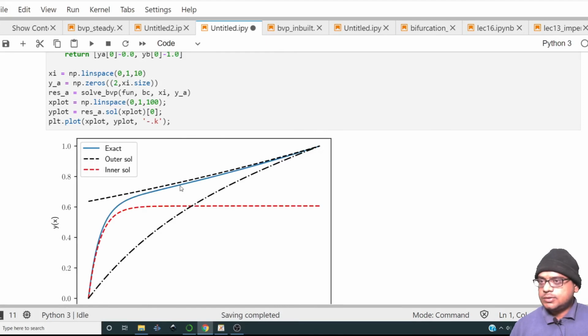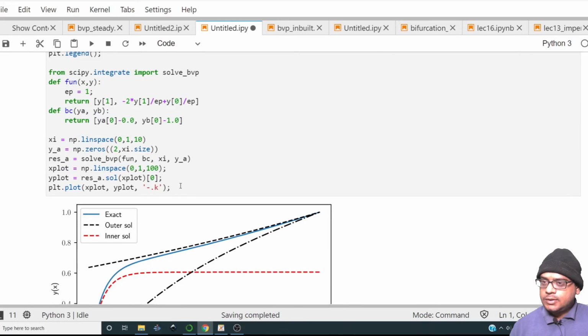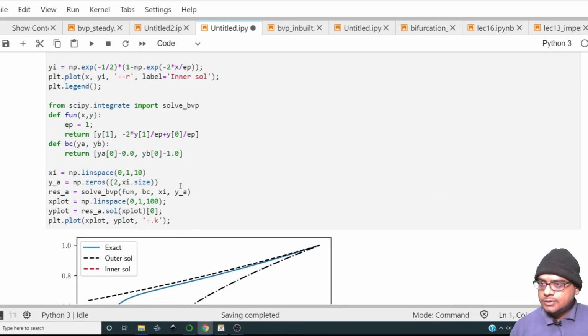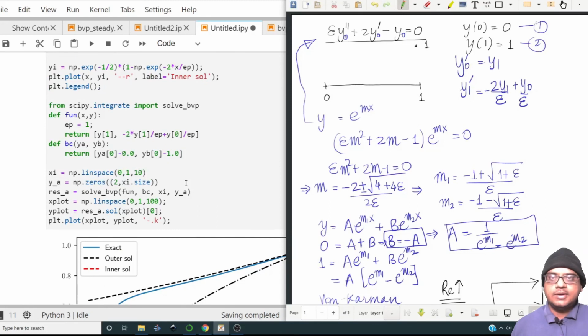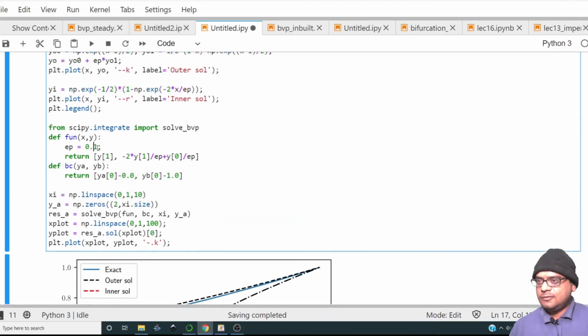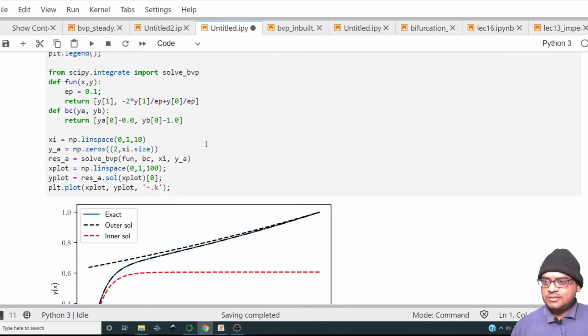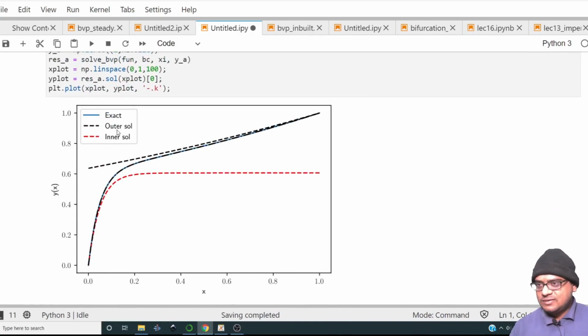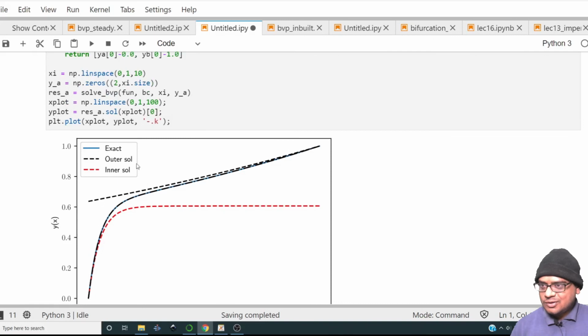There appears to be some error. Let's see what happens. I mean, maybe we have written something incorrectly. Ah, this has to be 0 point. So we were using 0.1. Okay, so let me run this again. Okay, there you go. It matches so well that it's on the blue line.